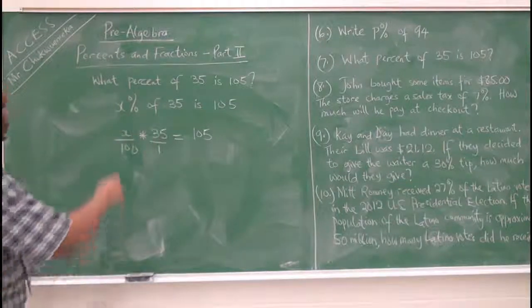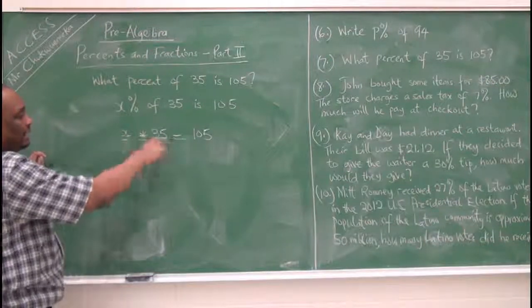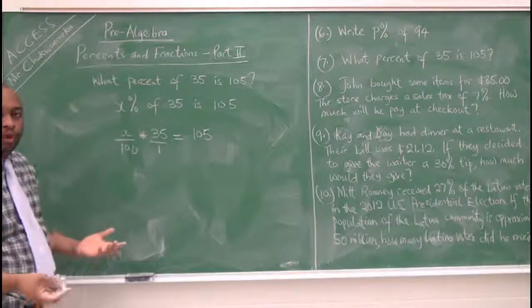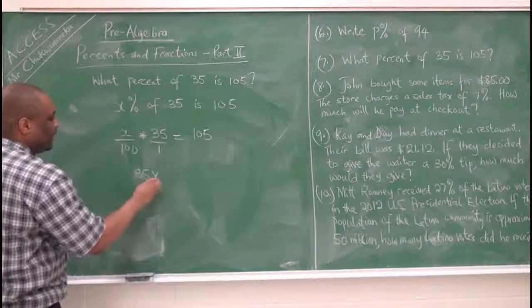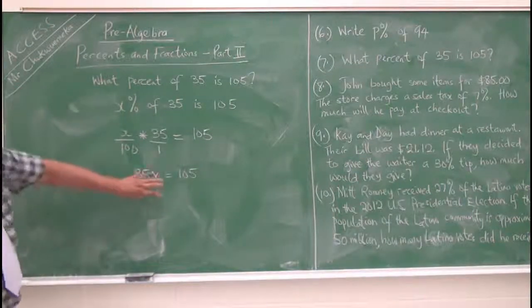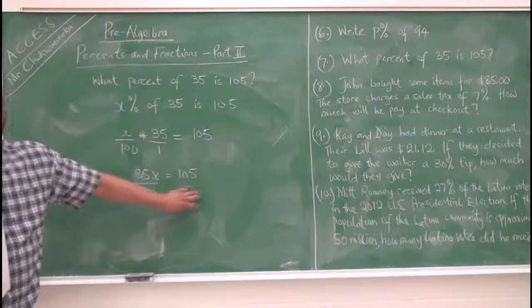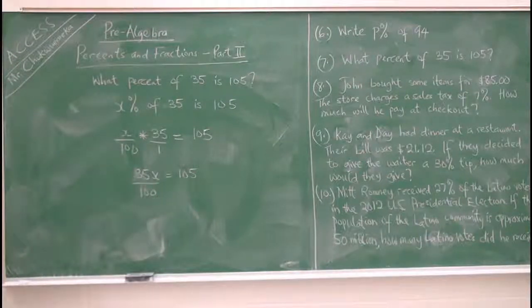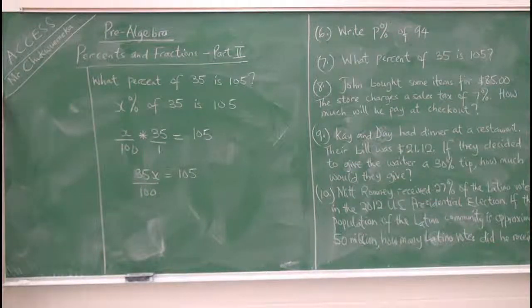How do we do this? We can either simplify here, or we can go ahead and multiply. We can do this several ways. We can either do x times 35, which is 35x out of 100 equal to 105. So when we come to this junction, there are so many ways we can solve our question. And the first method that we shall introduce here is what we call multiplicative inverse.